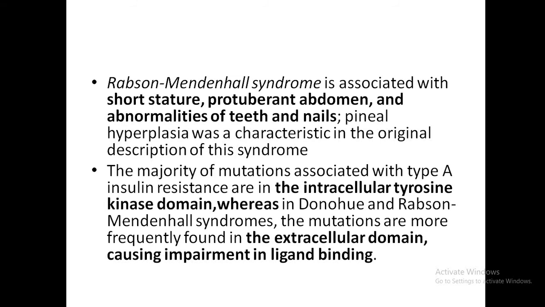Coming to the type A insulin resistance, which is the most important of the monogenic forms, here the majority of mutations are associated with the intracellular tyrosine kinase domain, whereas in the other two forms the extracellular domain is affected, and hence there is an impairment in the ligand binding.